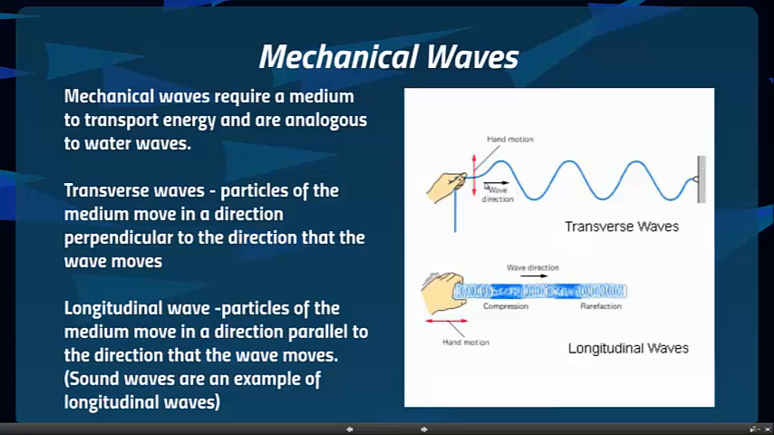A longitudinal wave is more when the wave moves in a direction parallel to the direction that the wave moves. So the wave is moving this way and the particles are moving back and forth. So there's a compression and a rarefaction. These are pressure waves, which is an example of a sound wave. A sound wave is a longitudinal pressure wave.